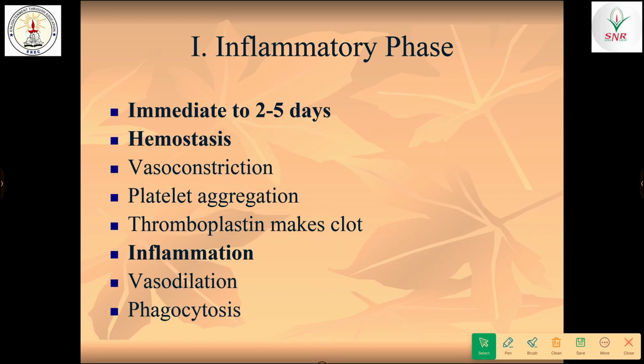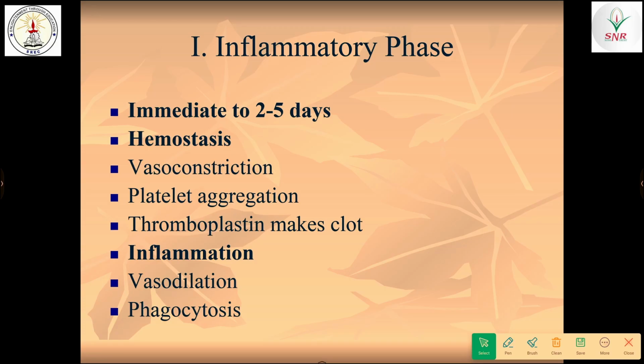Now if you go into these phases in detail, first one is the inflammatory phase. This phase actually happens within 2 to 5 days of injury, and I told you that there are 2 stages. The first stage is blocking the blood flow, that is called hemostasis, followed by inflammation. So in hemostasis, the main action that is happening is vasoconstriction. In vasoconstriction, the blood vessels will be constricted to restrict the blood flow.